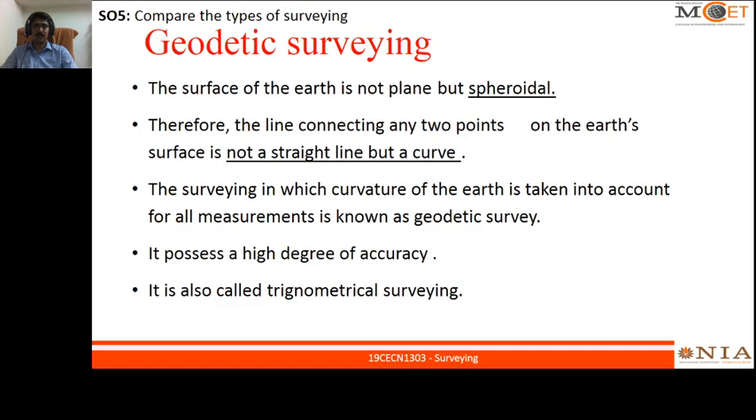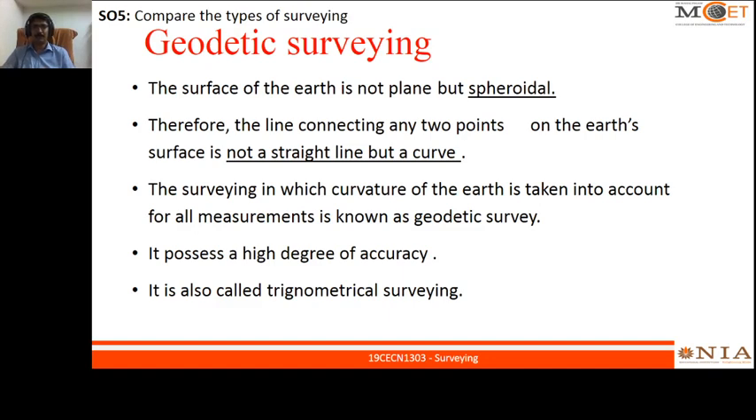In contrast, in geodetic surveying, the surface of the earth is not plane, it is considered spheroidal. The curvature of the earth is considered. Therefore the line connecting any two points on the earth surface is not a straight line, but a curve. The angle formed between those curves is called the spherical angle. The surveying in which the curvature of the earth is taken into account for all measurements is known as geodetic surveying. Here the surveying should have a high degree of accuracy. If you make a small mistake, it will get more accumulated. So predominantly trigonometrical survey is followed. What it is, we will see later.